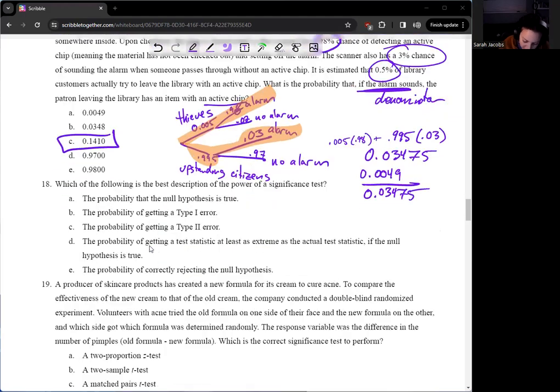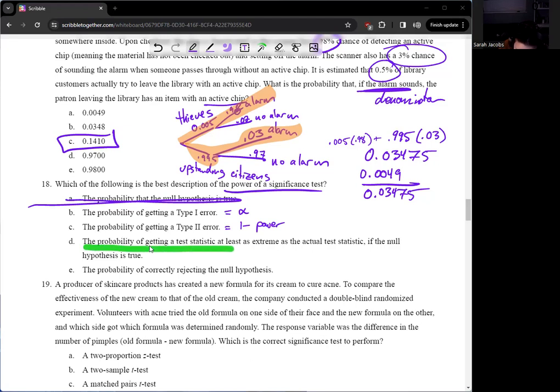All right. 18. Which of the following is the best description of the power of a significance test? Probability that the null hypothesis is true. We never know. Type 1 error? No. Type 2 error? No. And actually going back, the probability of getting a type 1 error is equal to the significance level. The probability of getting a type 2 error is 1 minus the power.